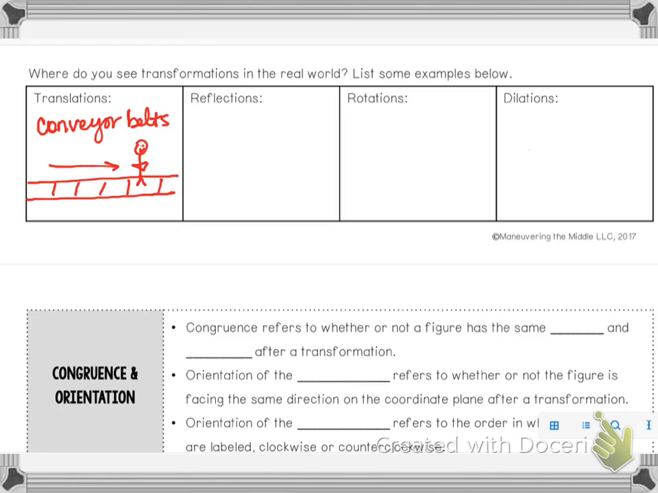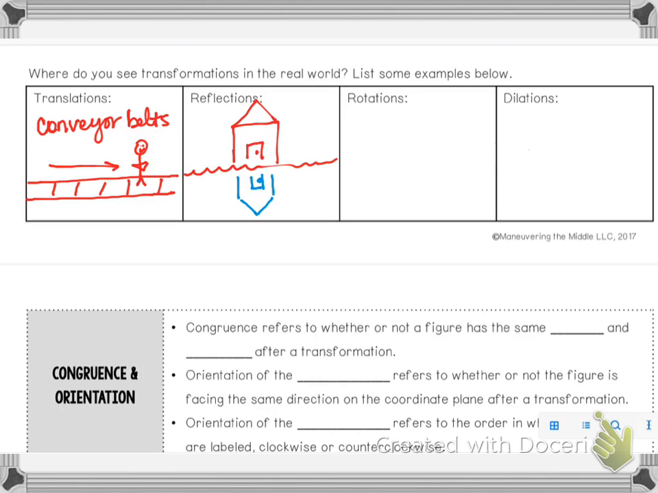Reflections. If you think about the image of a landscape on a body of water. So let's say you have a lake house, and hopefully it's bigger than this, and it's right on the water. Well, on the water, you're going to see a reflection of the house, and it's going to be a perfect reflected image of that house. So that's a real world reflection.